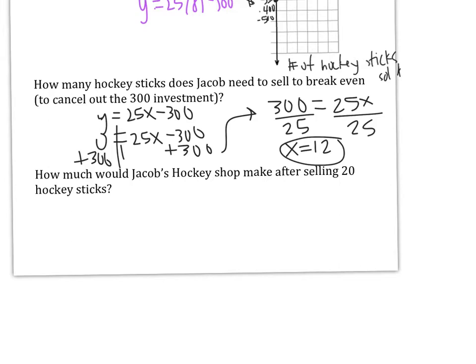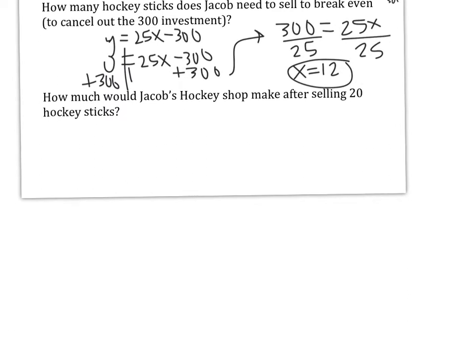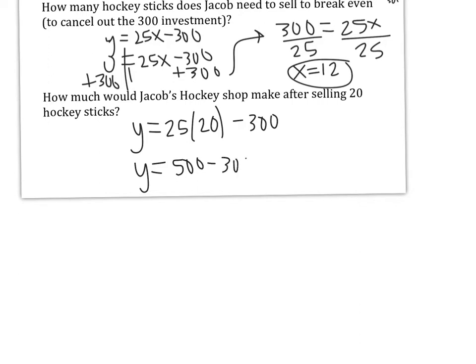Okay, let's look at the last question. How much would Jacob's hockey shop make after selling 20 hockey sticks? So after selling 20 hockey sticks, we want to figure out that amount. We'll plug in 20 for x because that's the variable that represents how many hockey sticks are sold. So y equals 500 minus 300. So y equals 200. So you would make $200 if you sold 20 hockey sticks.